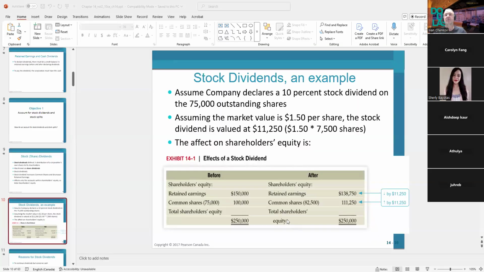So what's going to happen? As you can see, the total shareholder equity before was $250,000. After the stock dividend it is still $250,000. What changed? Retained earnings went down by 11,250, and the common shares increased by the same amount.